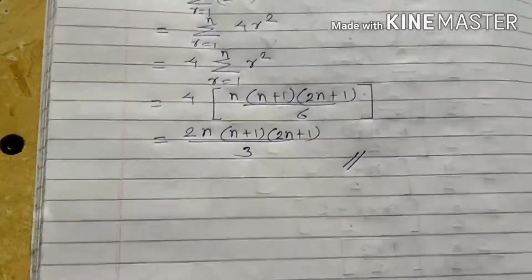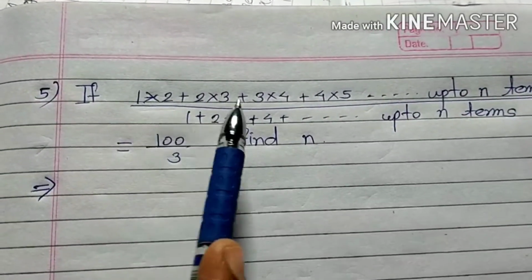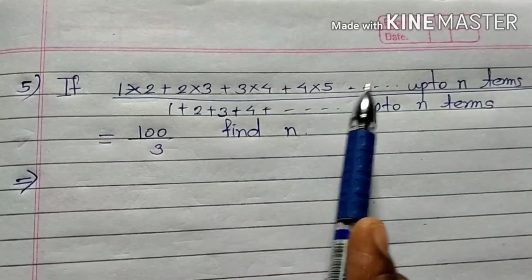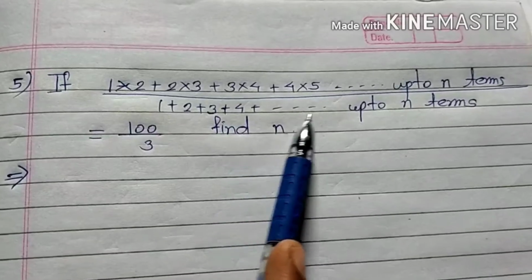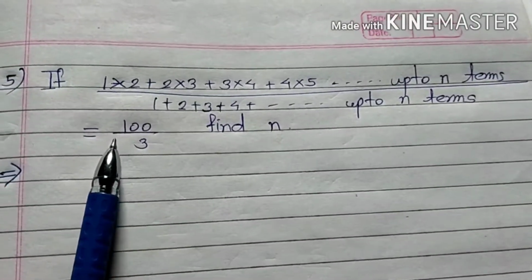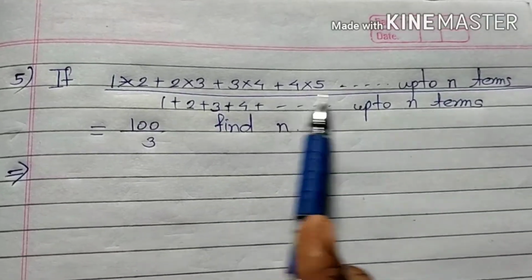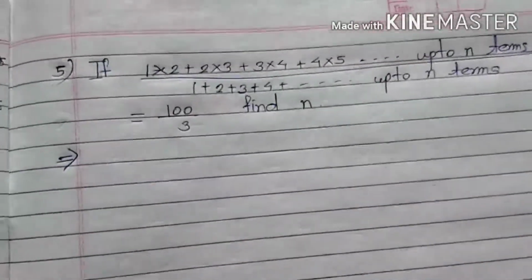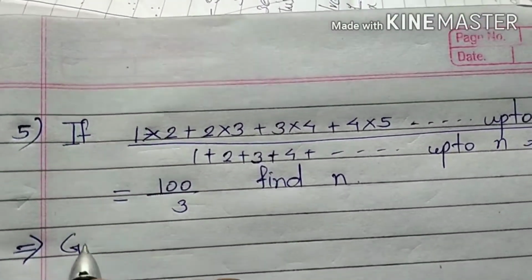Now next example. If (1×2 + 2×3 + 3×4 + 4×5 up to n terms) upon (1 + 2 + 3 + 4 up to n terms) is equal to 100/3, then find n. Here we have to find the value of n. So let us start to solve. First write the given. So what is given?